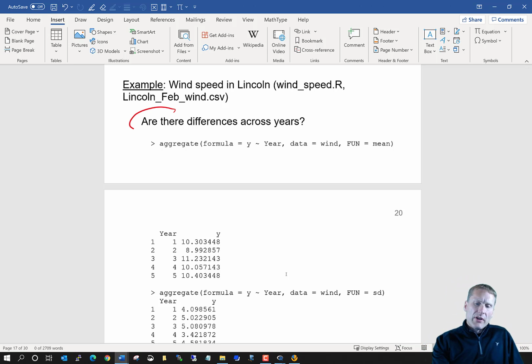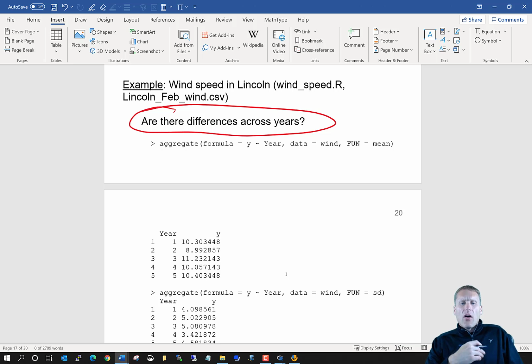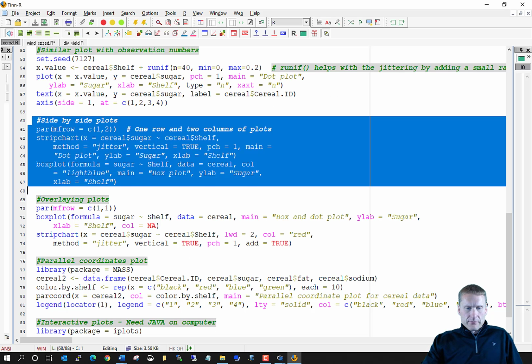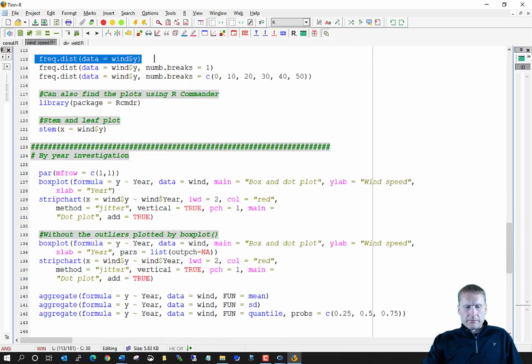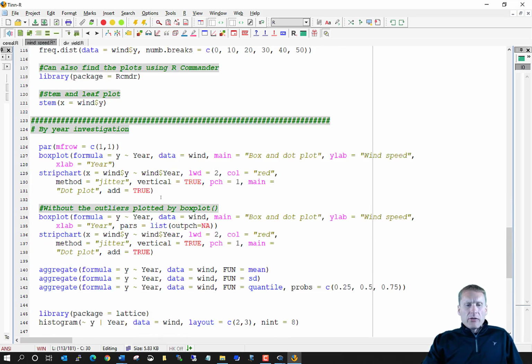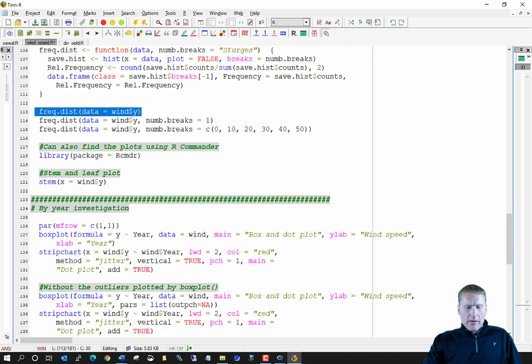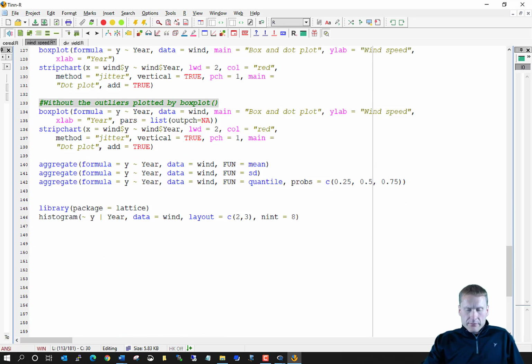And what I'm interested in looking at is, are there differences across the years for the wind speeds? Remember, we have 5 years' worth of information. And so what we could do now, let me jump over here to 10. What we could do then is, there we go, look at the mean, the standard deviation, maybe even the quantiles by year.